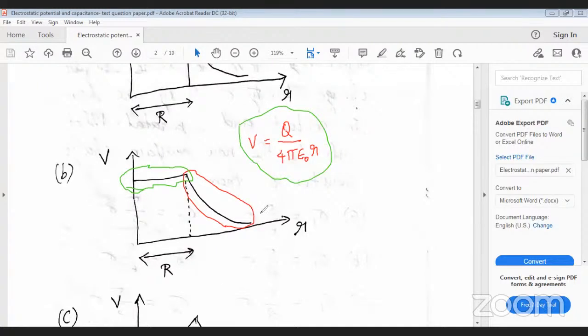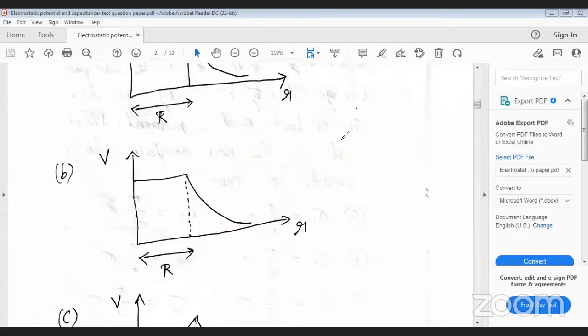Do you all understand this, students? Anyone having any doubt on this? Have you all understood, students? Is it clear? Yes, sir. Yes, thank you so much for your response. And we shall move on to our next problem.